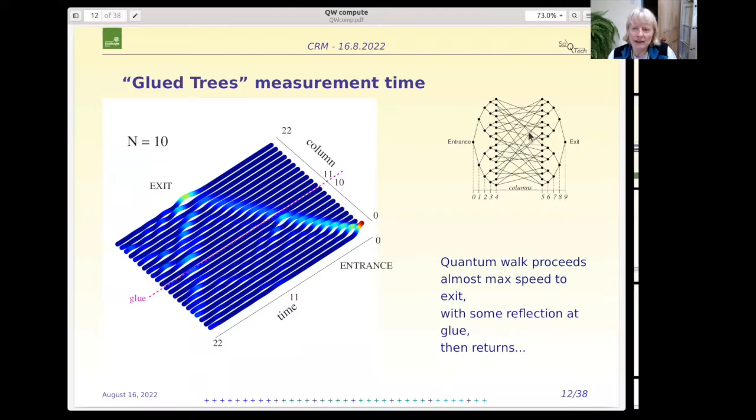That purple dotted line is the glue here. Then at the glue, most of it goes straight through, but a little bit of it gets reflected and comes back. So you can see it's slightly lower amplitude here. And then you get a good sizable peak out at the exit at precisely the right time here, and the time depends on the hopping rate. So the time units here are quite arbitrary.